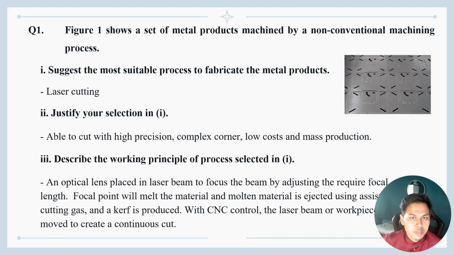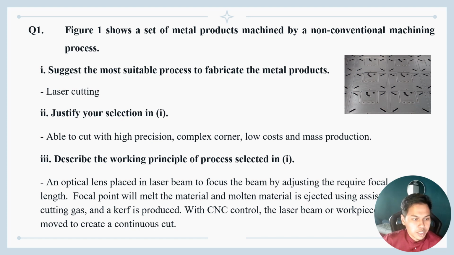My presentation will be depending on the questions given. The first question is, suggest the most suitable process to fabricate the metal products as we can see in the picture. So the answer will be laser cutting. To justify the selection: able to cut with high precision, complex corners, low cost, and mass production.